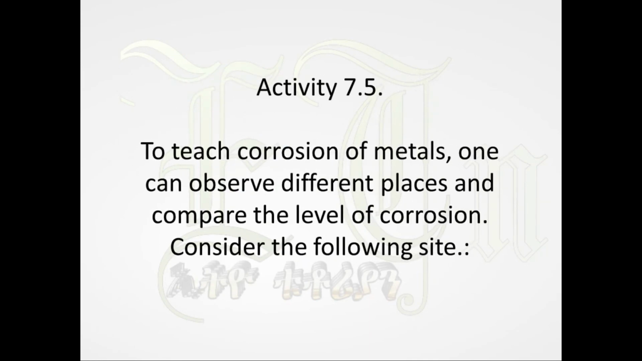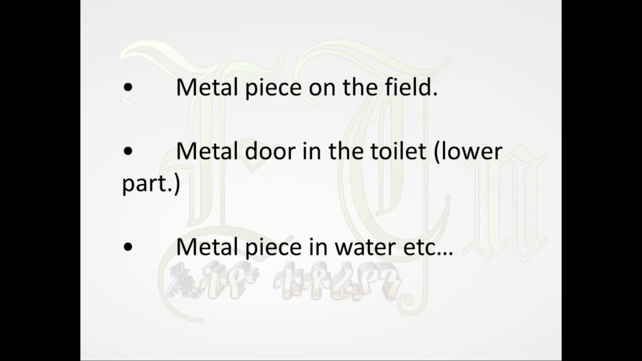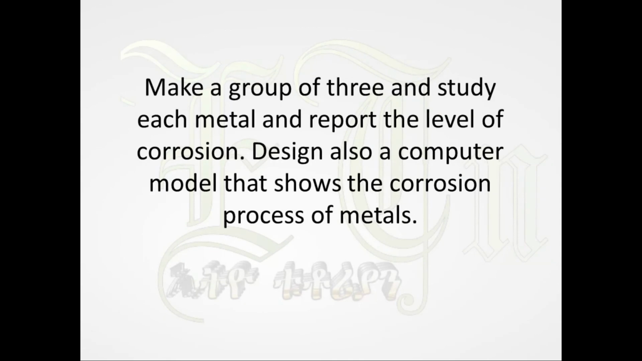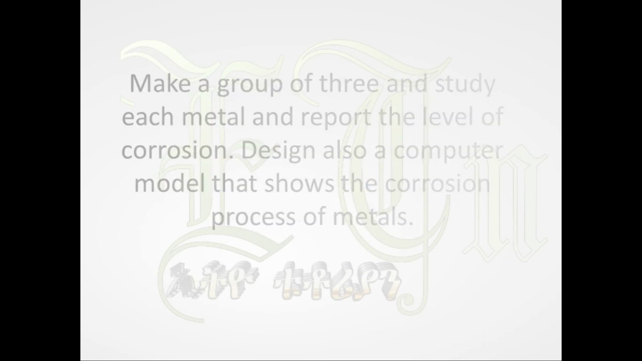Activity 7.5. To teach corrosion of metals, one can observe different places and compare the level of corrosion. Consider the following sites. Metal piece on the field. Metal door in the toilet lower part. Metal piece in water, etc. Make a group of 3 and study each metal and report the level of corrosion.